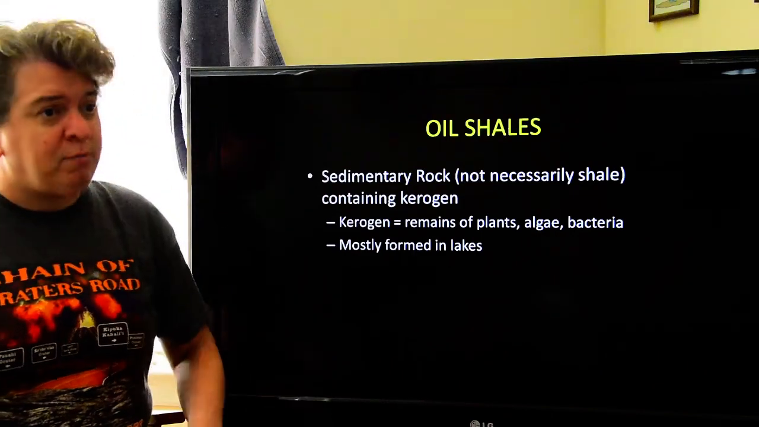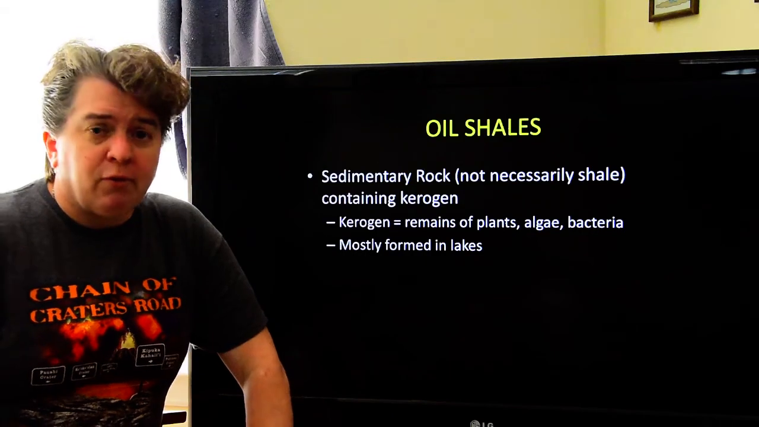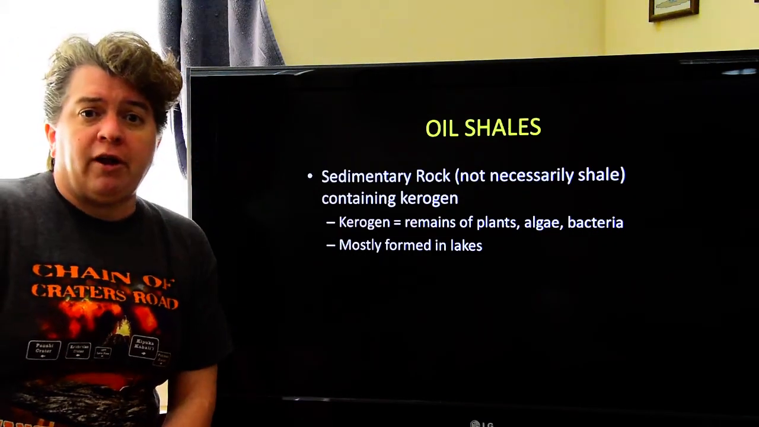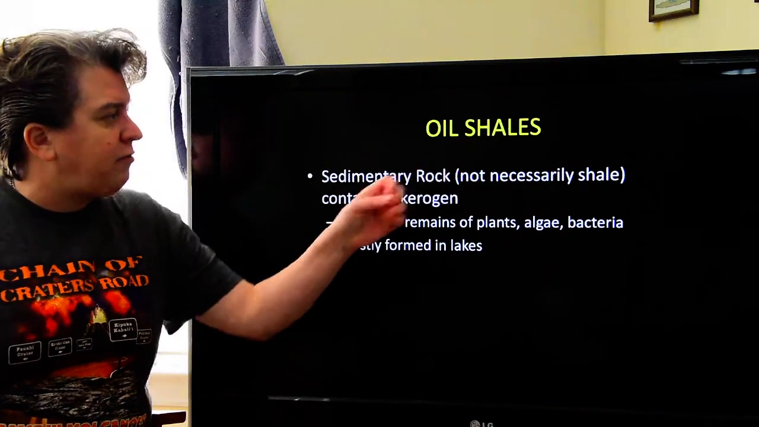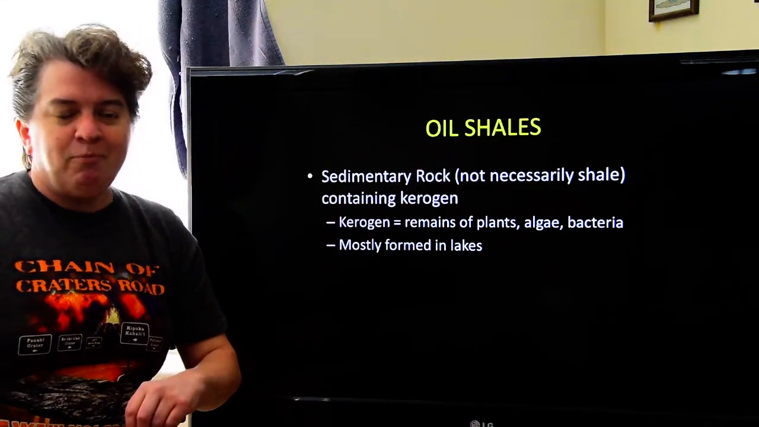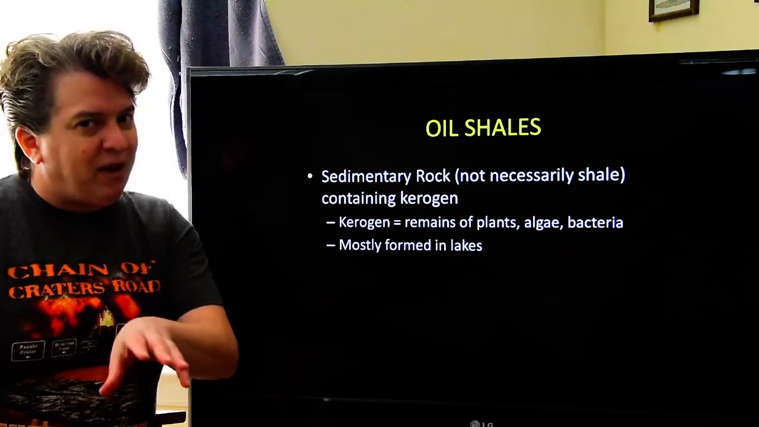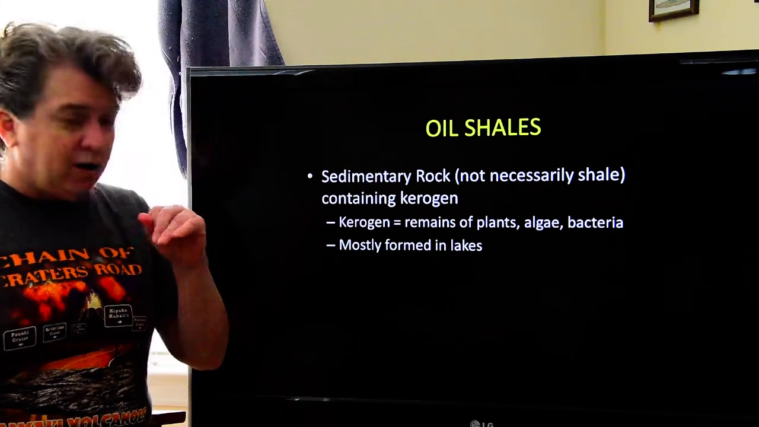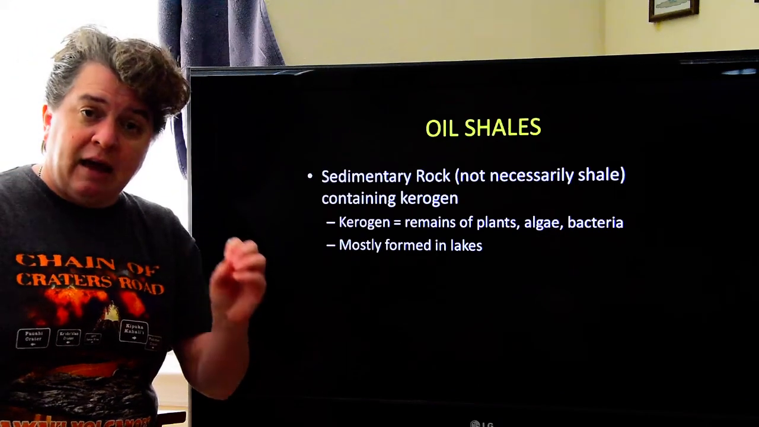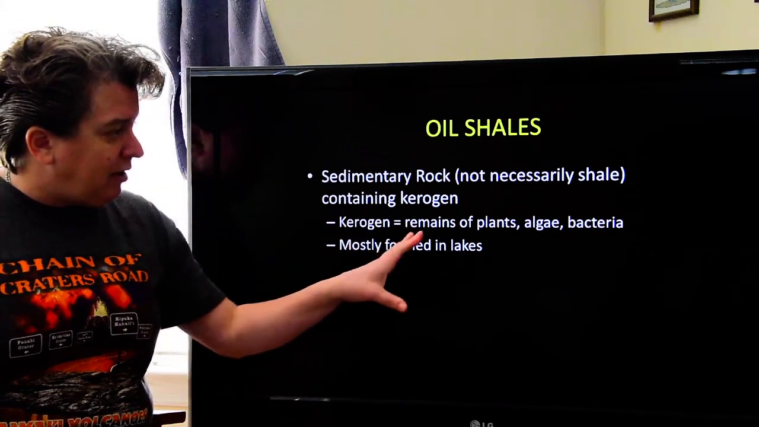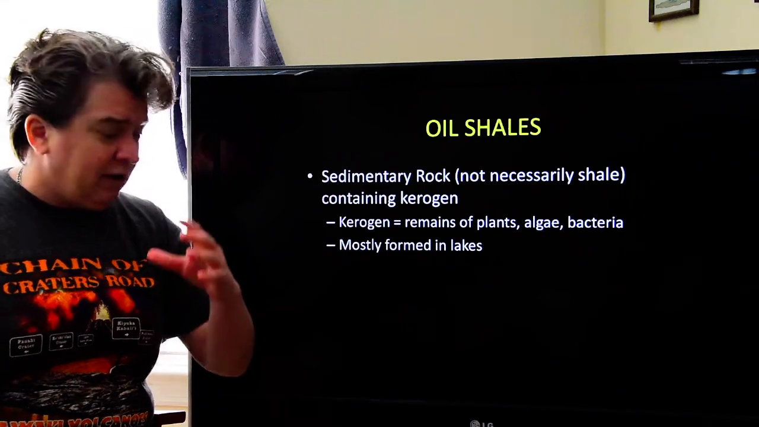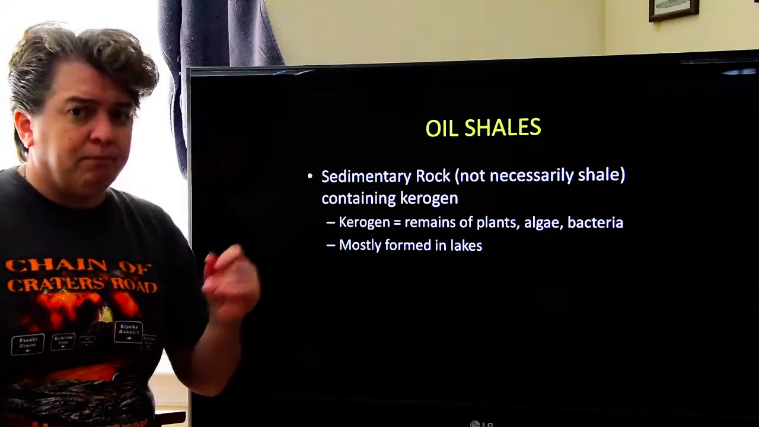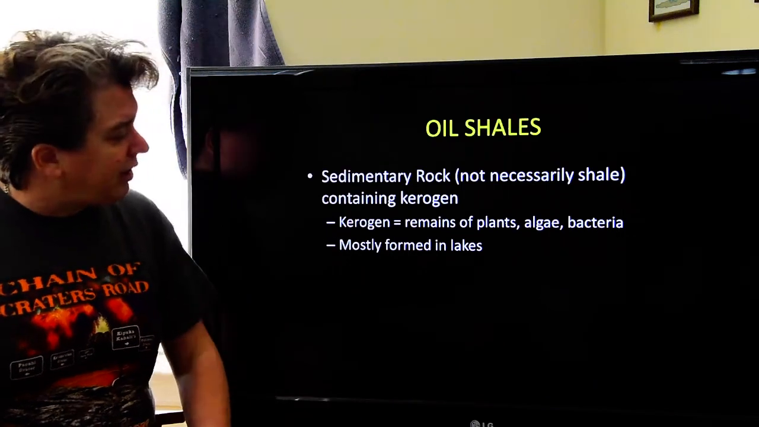A few other types of energy resources exist. There are things called oil shales, and while they are called shales, they don't actually have to be shale. Many of them are, which is why they have that name, but some aren't. This is going to be a sedimentary rock that contains something called kerogen, which is the remains of plants, algae, and bacteria. Typically, these oil shales were formed in ancient lakes.